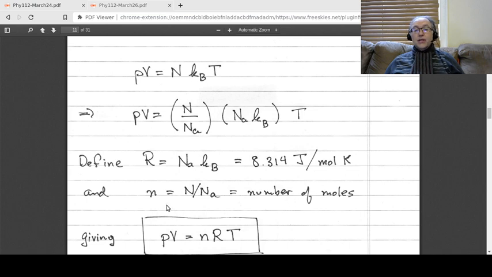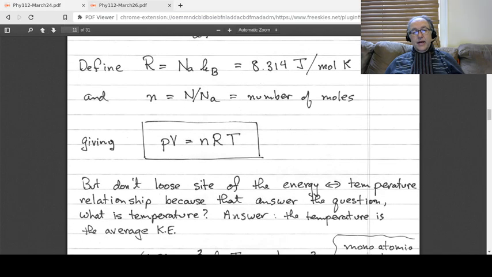And then what about your little n? The little n is just the number of particles, but now measured in these bundles of moles. It's how many bundles of Avogadro's number of particles do you have? And so it's the capital N divided by N_A, and that's just going to equal the number of moles. And so this N over N_A becomes your little n, and the N_A k_B becomes your R, and ta-da! You have the ideal gas law. PV is equal to nRT. Okay, and so there you go.